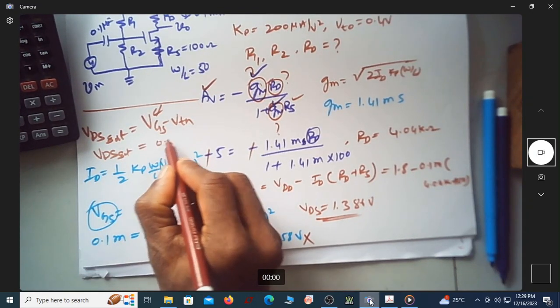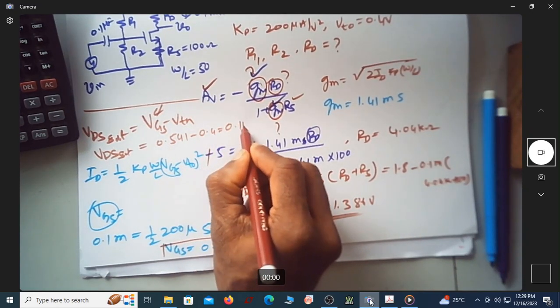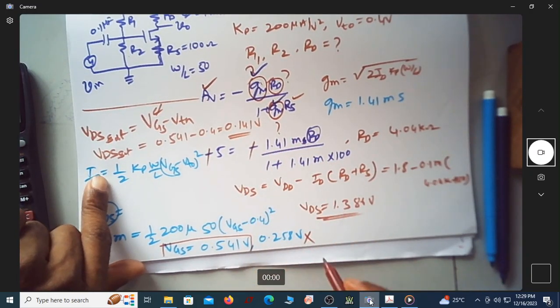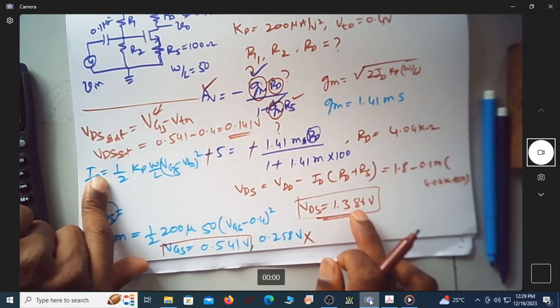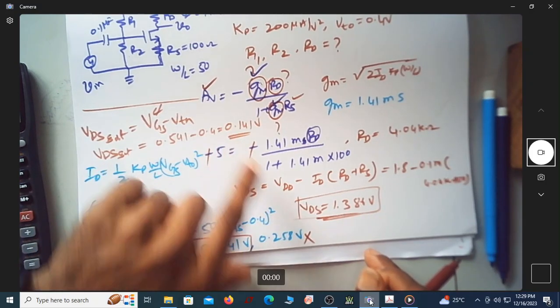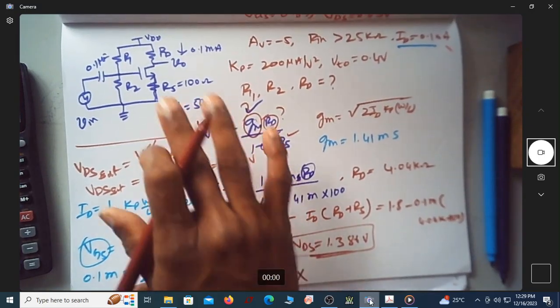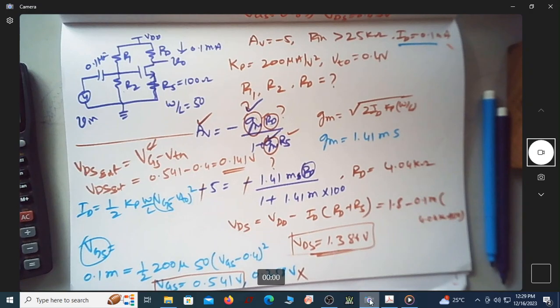VDS sat is equal to 0.541 minus 0.4. Is it not 0.141? Now this is VDS sat, but actually how much VDS are you having? You are actually having 1.386 volt, which is far more than 0.141 volt, meaning that the MOSFET is in saturation, so this circuit works. So this is an extra thing that you are trying to verify.